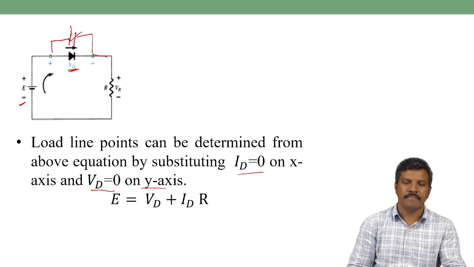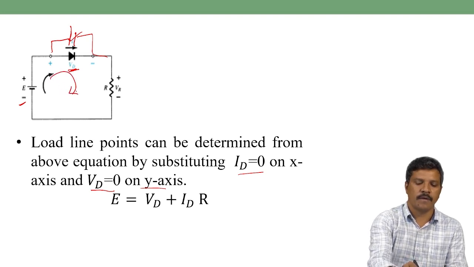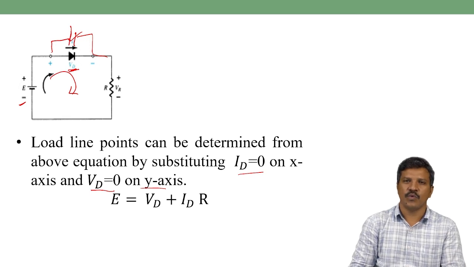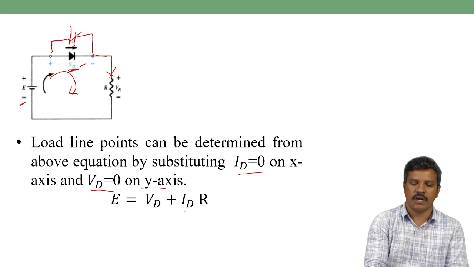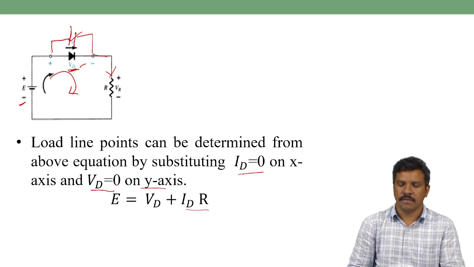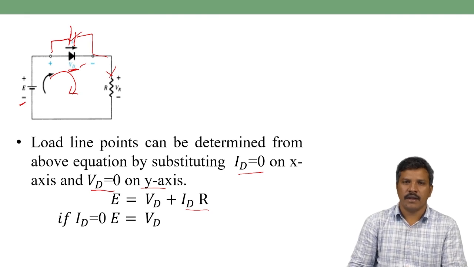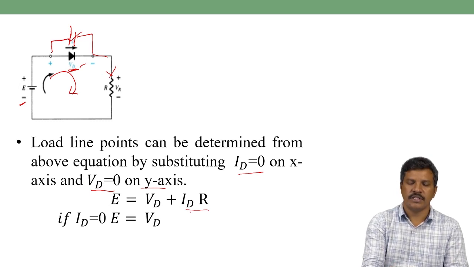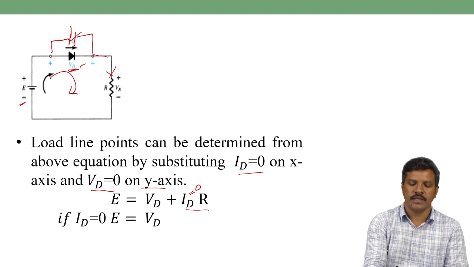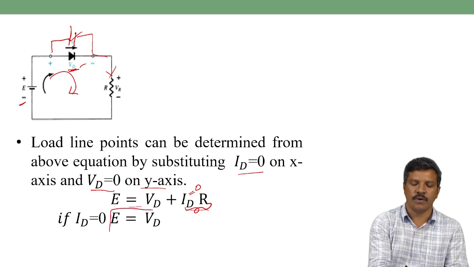This is the equation which can be derived from KVL to the above network. E is equal to Vd, the diode voltage, plus the current flowing in the resistor, I into R, which is nothing but VR. So this is the equation. Let us see first, if Id is equal to 0, then substitute Id equal to 0, this entire term gets 0. When this term gets 0, the resultant equation is E is equal to Vd.